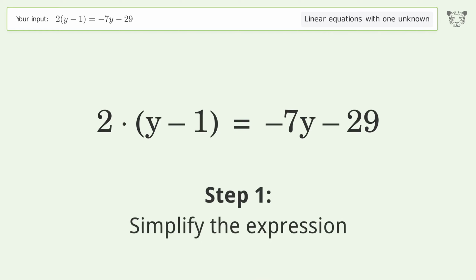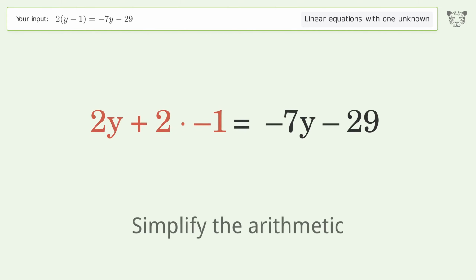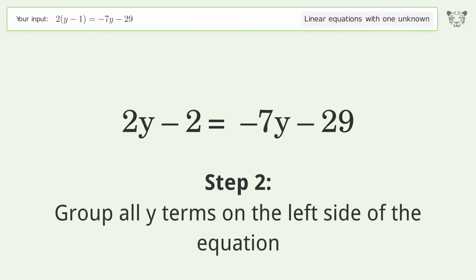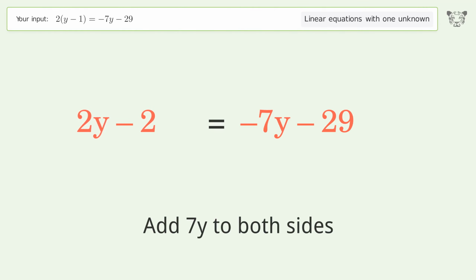Simplify the expression. Expand the parentheses. Simplify the arithmetic. Group all y terms on the left side of the equation. Add 7y to both sides.